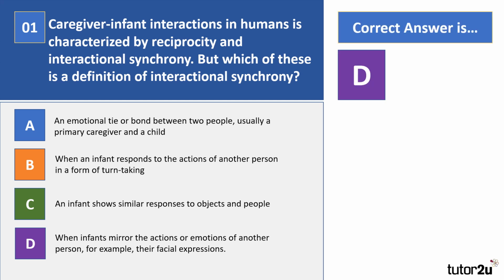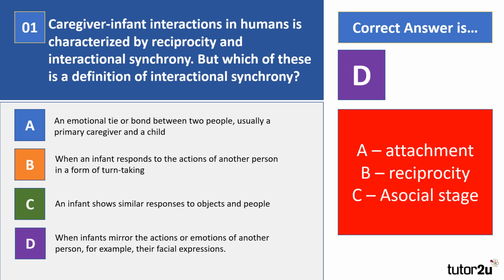Okay, now the correct answer is D, when infants mirror the actions or emotions of another person, for example, their facial expressions. A is actually a definition of attachment, B is your definition of reciprocity, and C is actually the asocial stage. We'll come on to that later on.